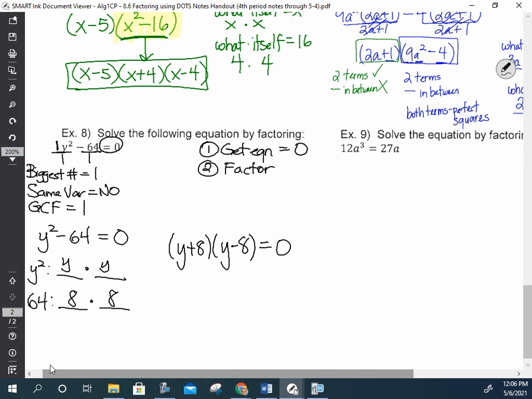Any questions before we continue? So the first parentheses has to be plus, and then the second has to be minus. Right? First one's plus, second one's minus. If you switch it up, it doesn't make a difference.